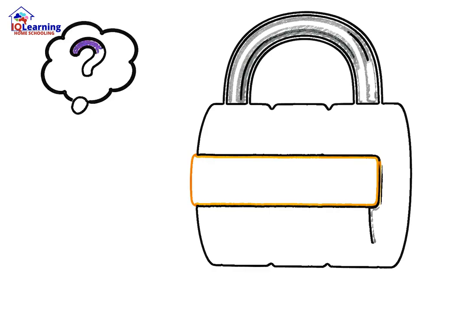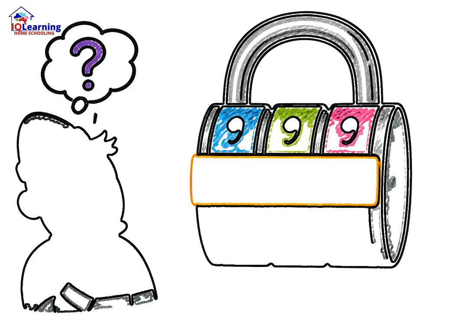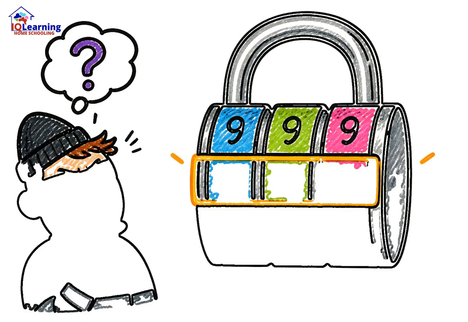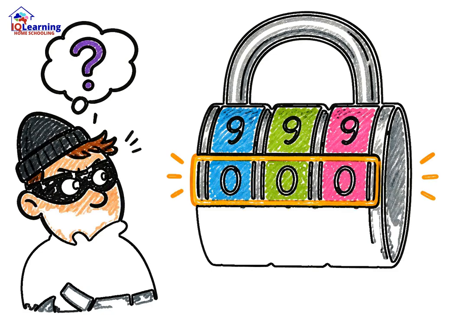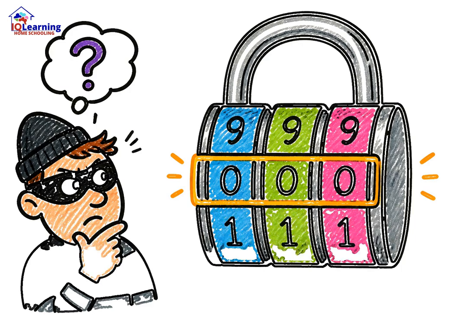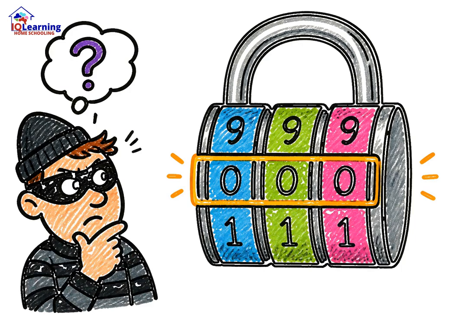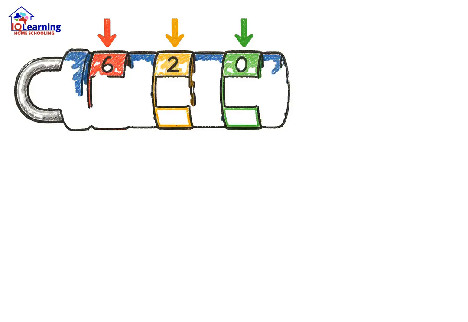Imagine you're a safecracker. 3 wheels, each with numbers 0 to 9. What's your chance of guessing the code on the first try? It's not 1 in 30. It's much, much worse. The chance of guessing the first wheel is 1 in 10. The second, also 1 in 10.